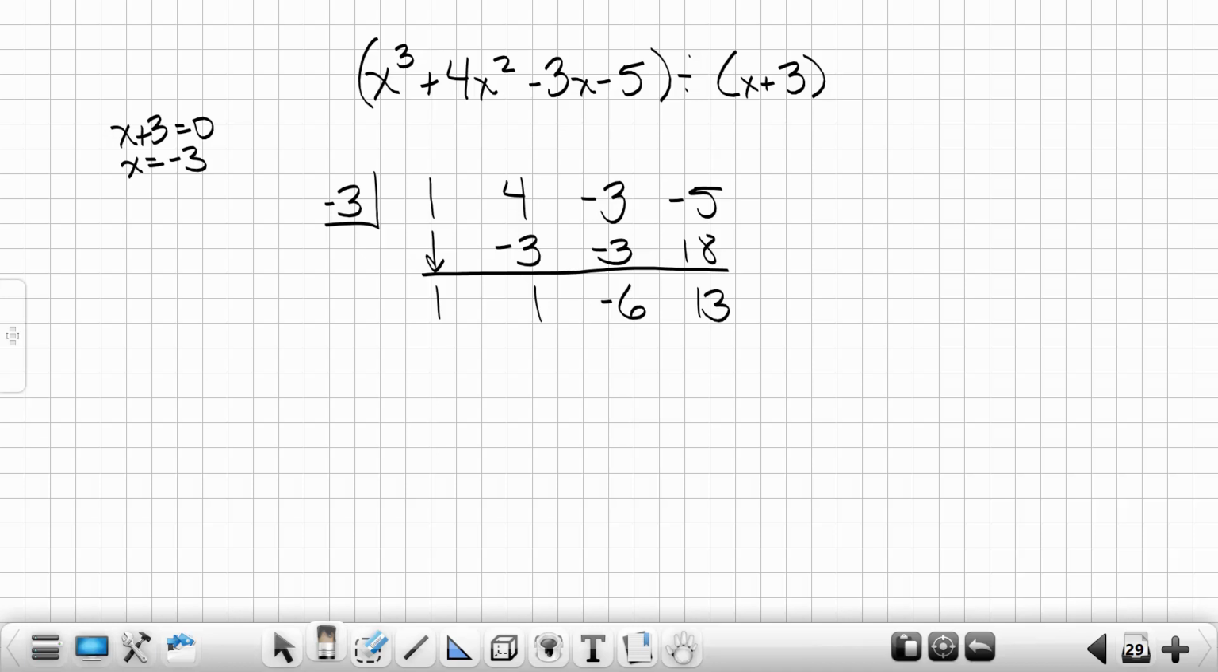That means something. I have, at this point, divided x cubed plus 4x squared minus 3x minus 5 by x plus 3. If I divide x cubed by x, what do I get? X squared. It goes down a power, yeah? So this means 1x squared plus 1x minus 6 with a remainder of 13 over x plus 3. That is the work that's on the right-hand side of that note. Polynomials, page 11.